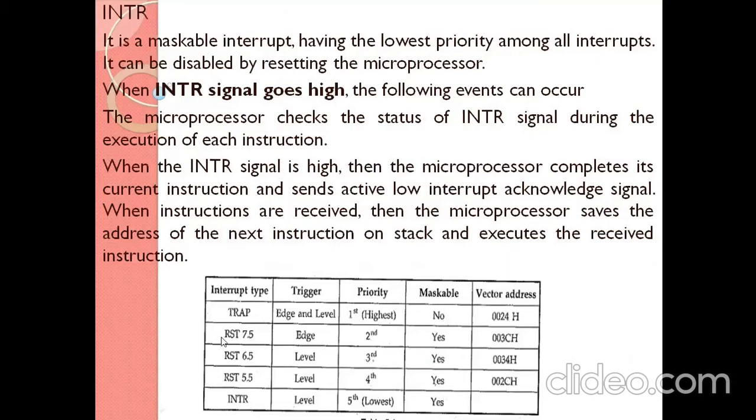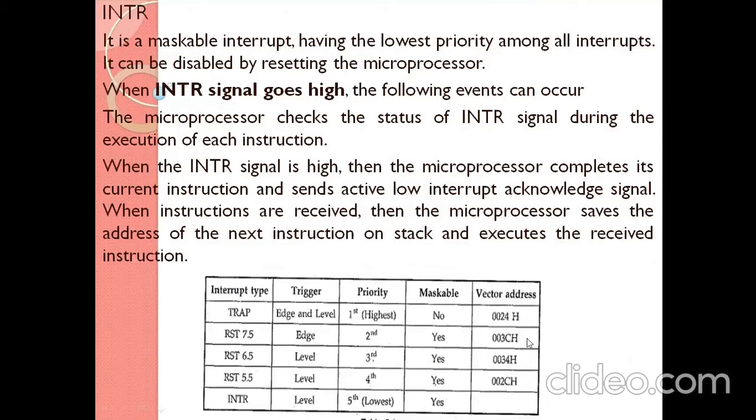This is a tabular column. There are 5 interrupts. Priority is given from highest to lowest. TRAP is called non-maskable. All the remaining ones are called maskable, which means we can disable and enable them. But TRAP we cannot disable.